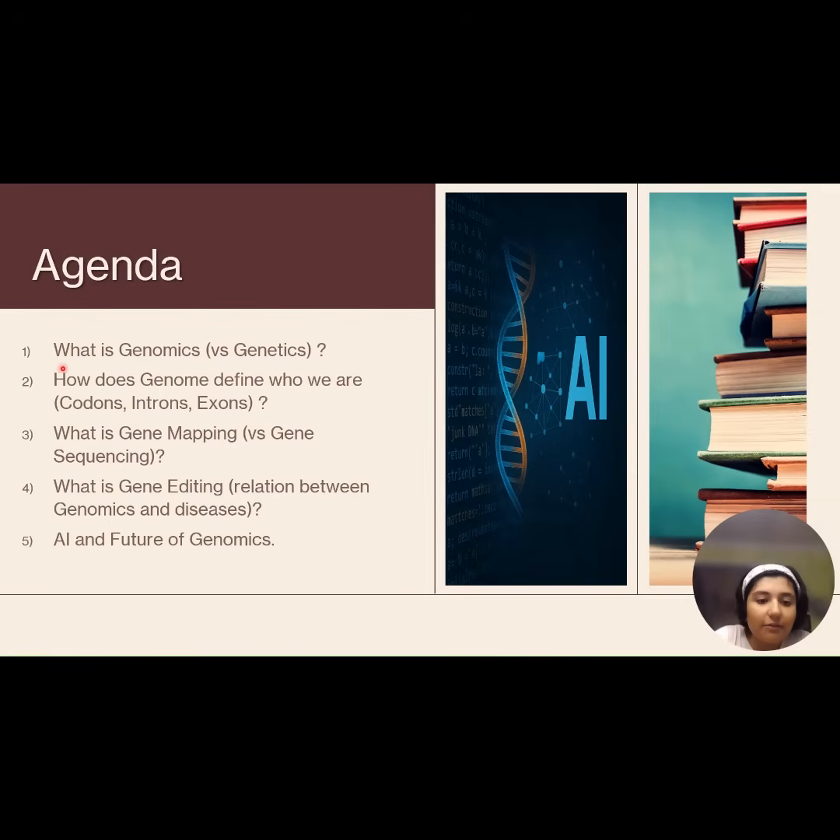So first I will describe what genomics is and the difference between genetics and genomics. I will also describe the difference between functional and structural genomics. And I will also explain how a genome defines who we are, and what codons, introns and exons are. Then I'll also talk about gene mapping and how it is different from gene sequencing.